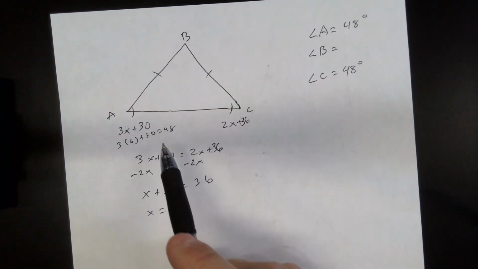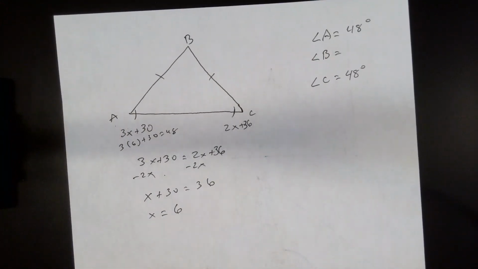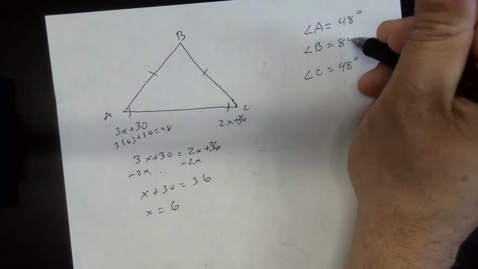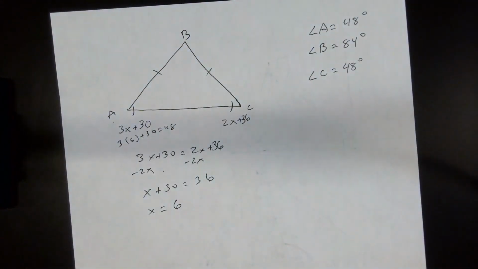Okay, Daxton, how do we find angle B without looking? You add them up and subtract from 180. Good. So we add them up, we get 96, subtract from 180, we get 84 degrees for angle B.